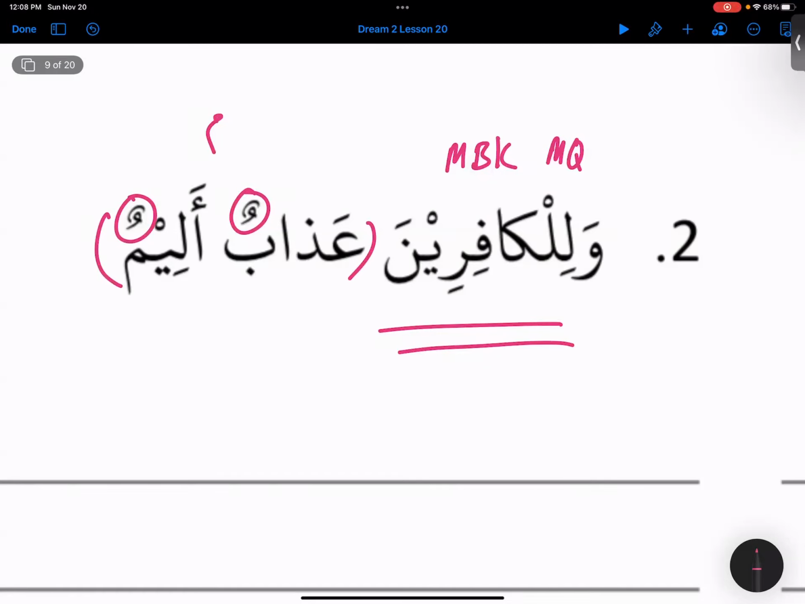So that it is common means we cannot count it as exclusivity, because the mubtada is common. It is nakira, so we are not going to count it as exclusive. We cannot say adabun alim is only for the kafirin, because adabun alim could be for both the munafiqeen and the kafirin.